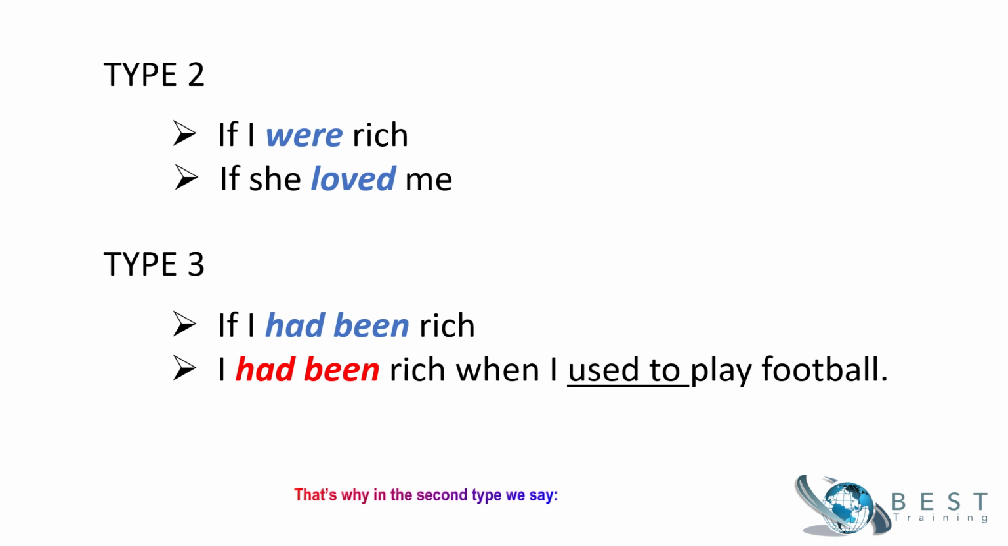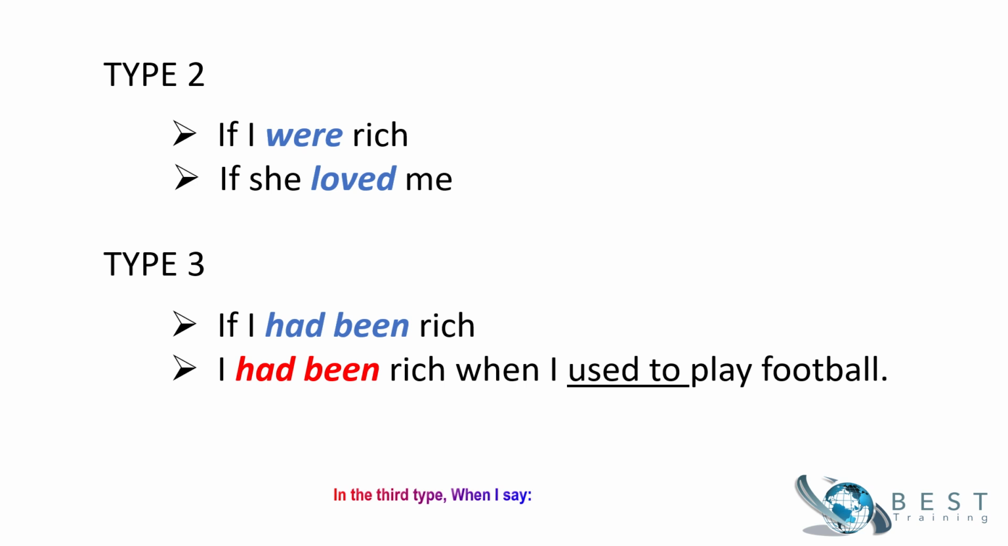The past perfect subjunctive has the same conjugation as the past perfect indicative, but different in the meaning. That's why in the second type we say, if I were rich. I imagine a different situation to the real one. Also, in the sentence, if she loved me, you can think that I've used the simple past. Yes, I've used the simple past of the subjunctive mood to imagine something unreal, because in fact, she doesn't love me. So the conjugation is the same as the simple past indicative mood, but not the meaning.